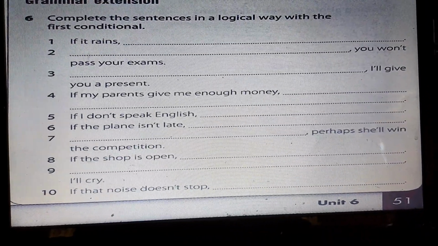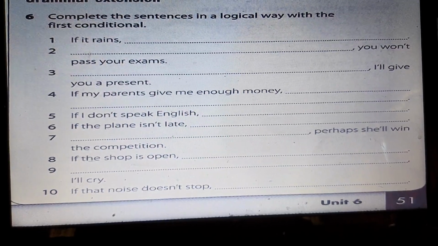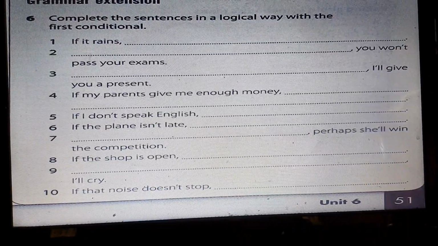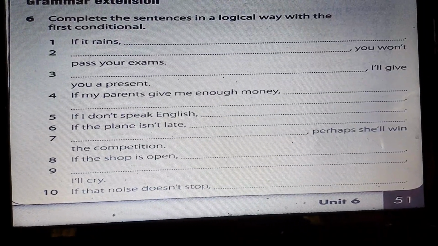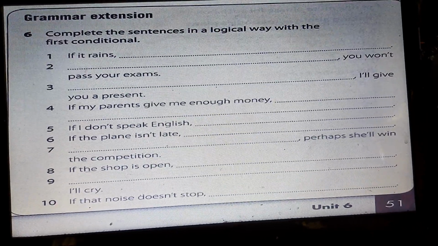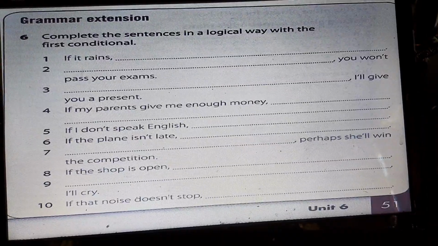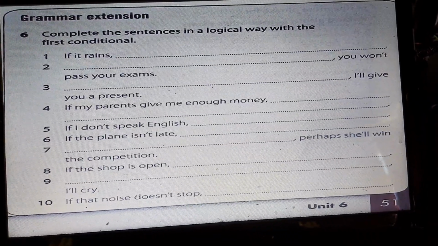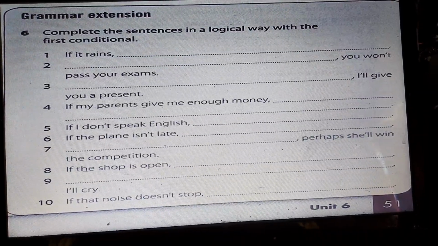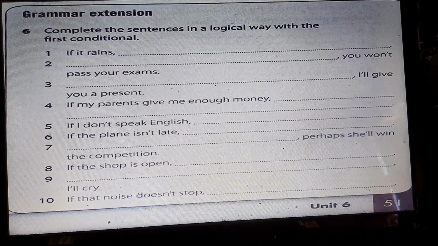Number 6. If the plane isn't late, we will be at the meeting on time. Number 7. If she plays well, perhaps she'll win the competition. Again, if she plays well, perhaps she will win the competition. Number 8. If the shop is open, we'll buy some snacks.